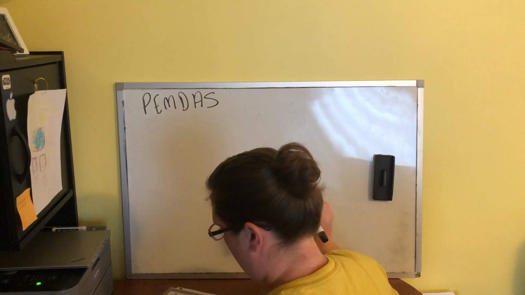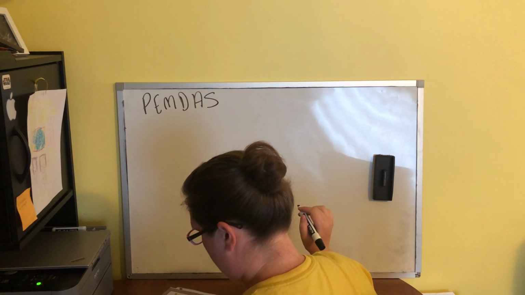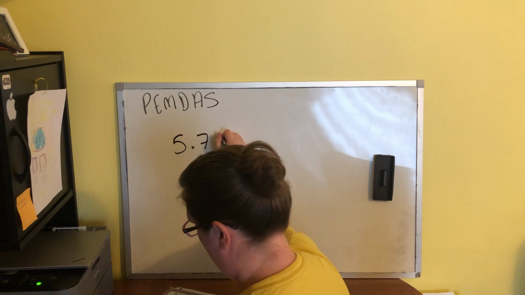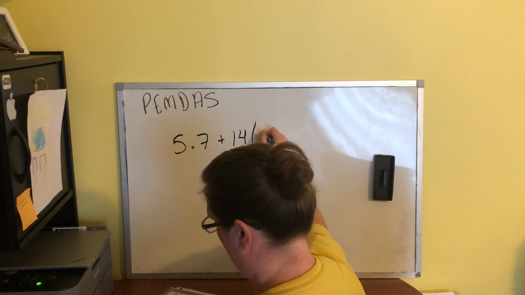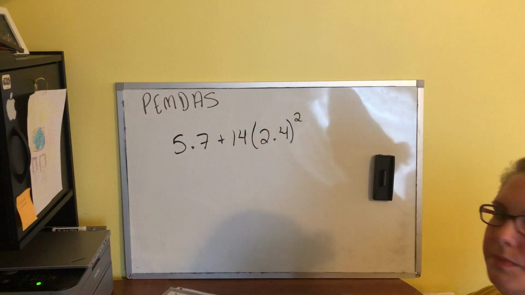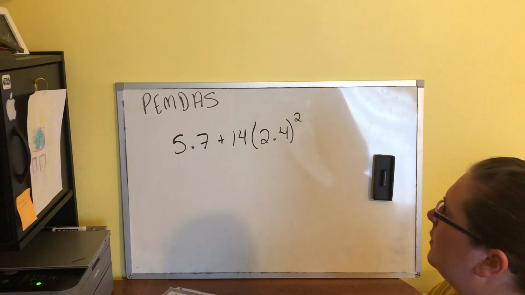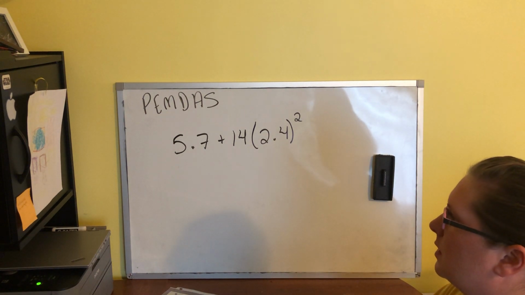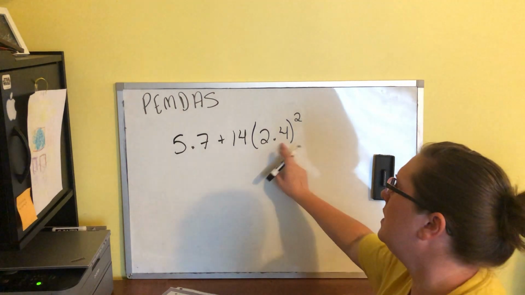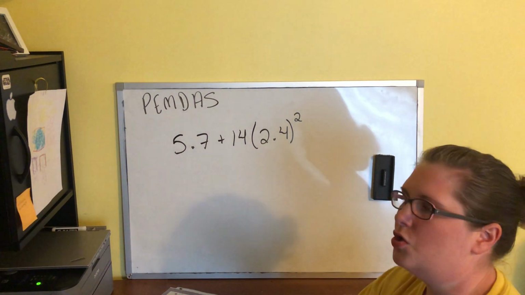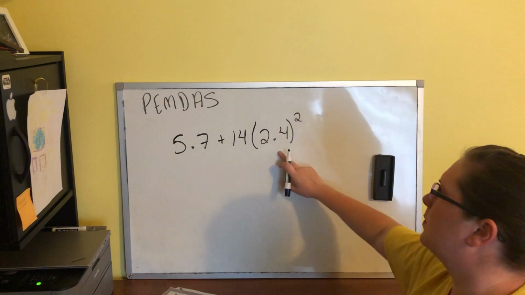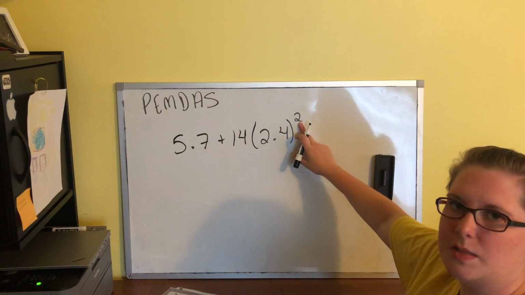All right, let's go ahead and look at, let's do this one. 5.7 plus 14 times the quantity of 2.4 squared. So the first thing we're going to look for, are there parentheses? Technically, there is, right? We see parentheses, but there's nothing going on inside this set of parentheses. There's no other operations going on. So that means we need to move on to exponents.